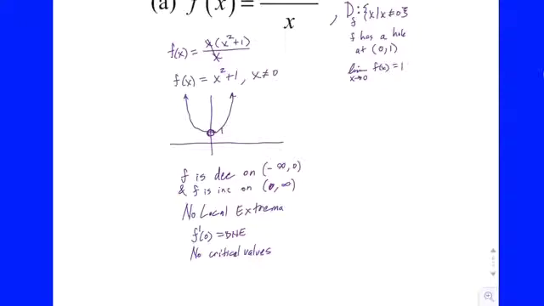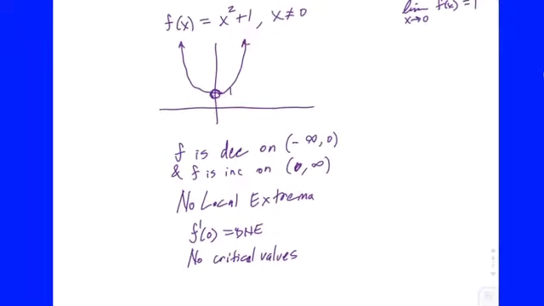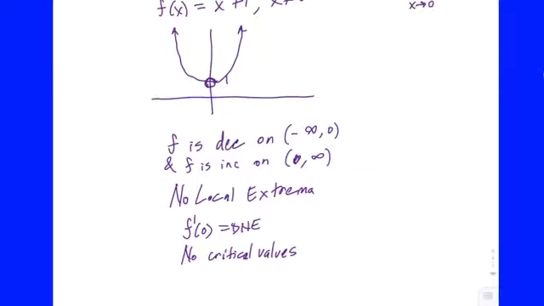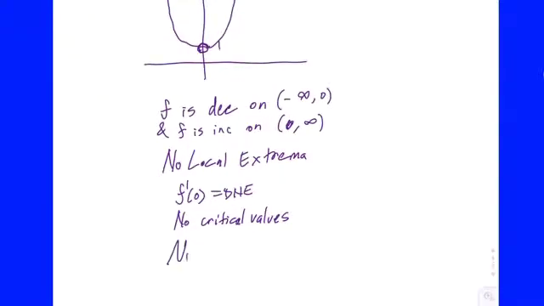Do we have any absolute extrema? For what it's worth, global max, global mins? Nope. None of that either. So I'll just say no extrema. And of course that means global or absolute.